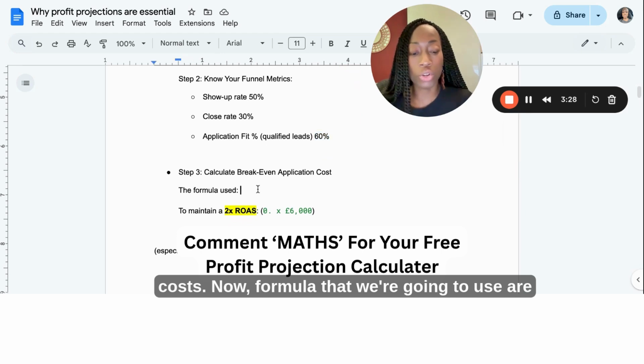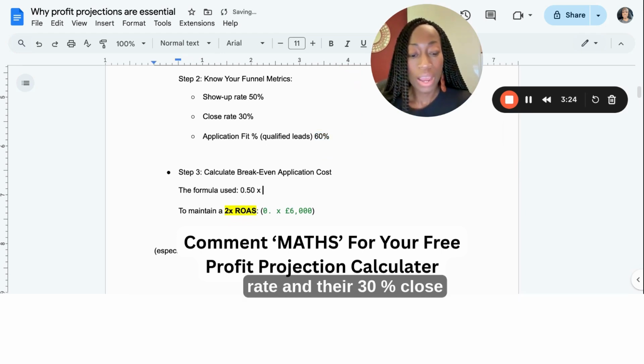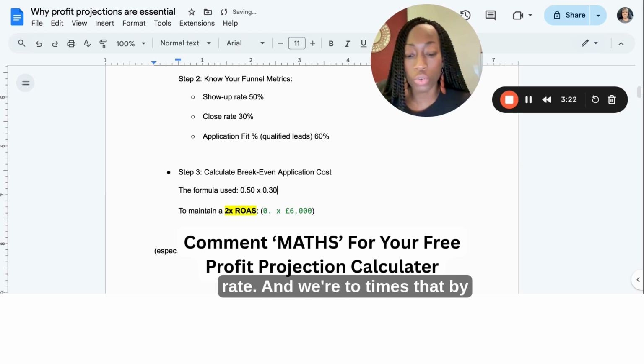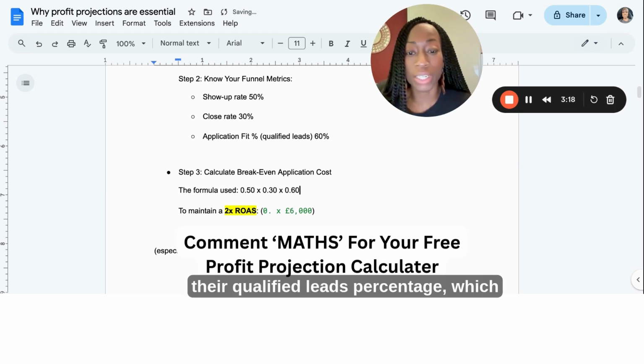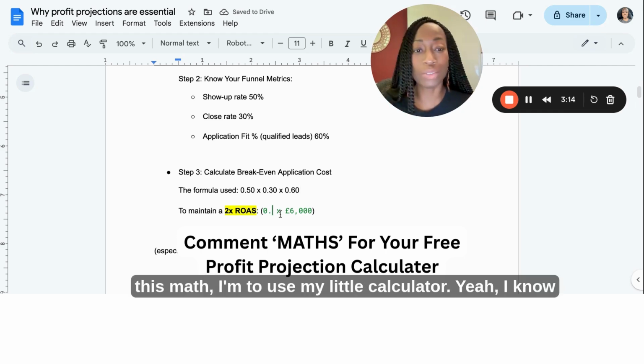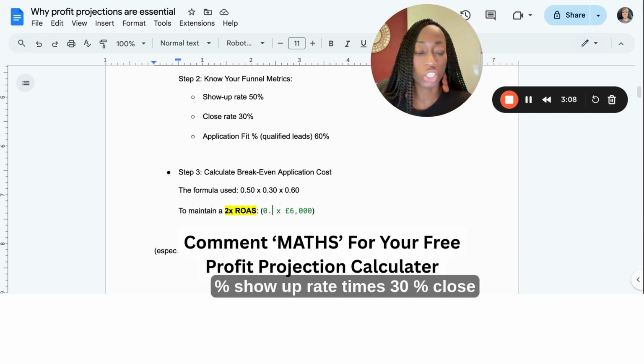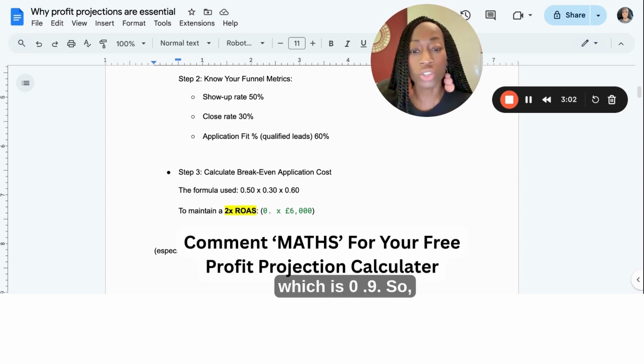Now, the formula that we're going to use are the numbers that they've given us. So their 50% show-up rate and their 30% close rate. And we're going to times that by their qualified leads percentage, which is 60%. So in order to do this math, I'm going to use my little calculator. Yeah, I know I'm old school, but we're going to do 50% show up rate times 30% close rate times 60% application fit, which is 0.09 here.